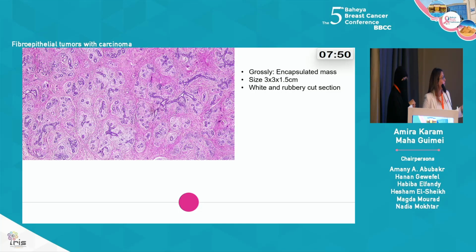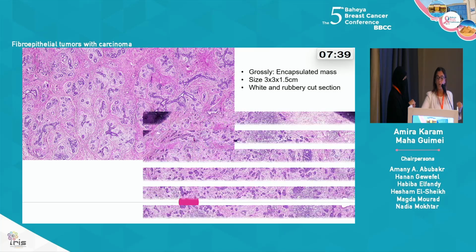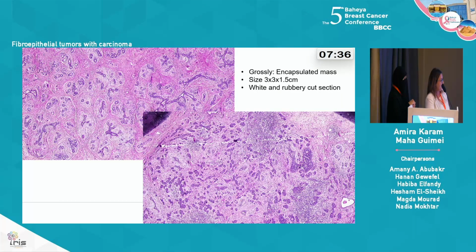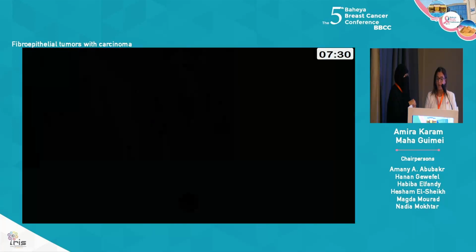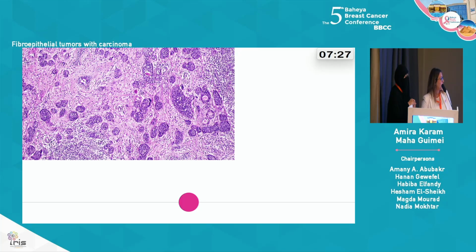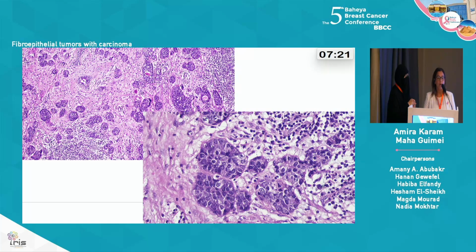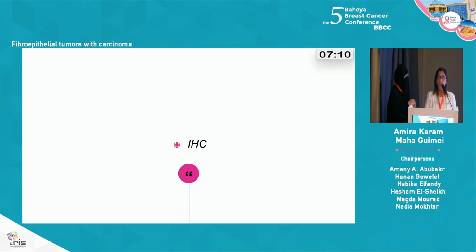The mass was 3 by 3 by 1 centimeter, encapsulated, looking exactly like a normal breast fibroadenoma. What you see in that field was just the pericanalicular fibroadenoma that we saw on the core. But in other fields, we saw these acini that are filled with epithelial proliferations on low power. Going to high power, you find that these epithelial proliferations are more monotonous and a little bit more atypical than you expect. On higher power, it looks like a DCIS, an intermediate to high grade DCIS.